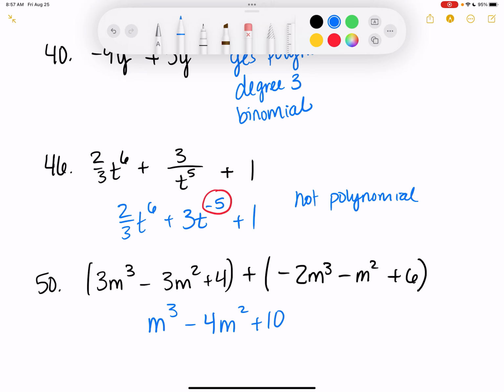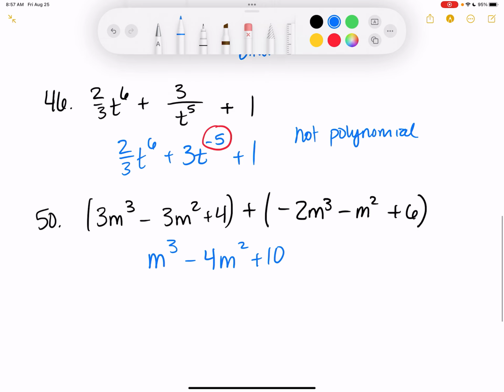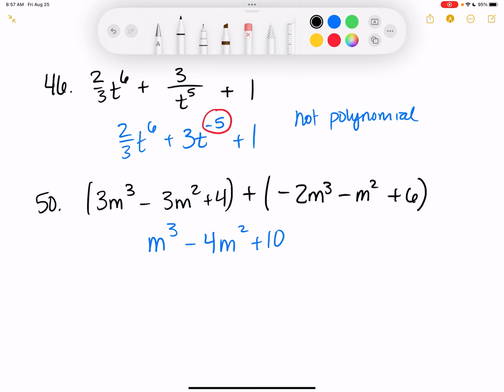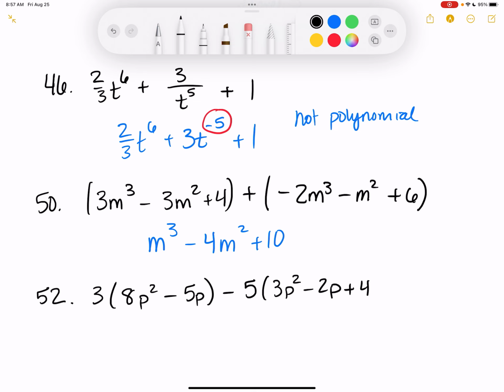So I'm sure you've seen problems like this for quite a while. Probably back since pre-algebra, you've seen problems like this of combining like terms. But this one has subtraction, and this problem also has a number out front. So it's 3 times (8p squared minus 5p) minus 5 times (3p squared minus 2p plus 4).